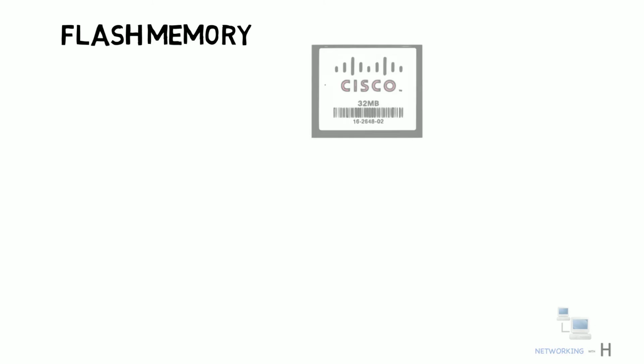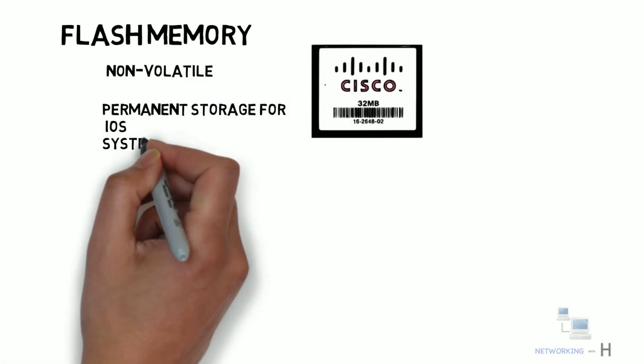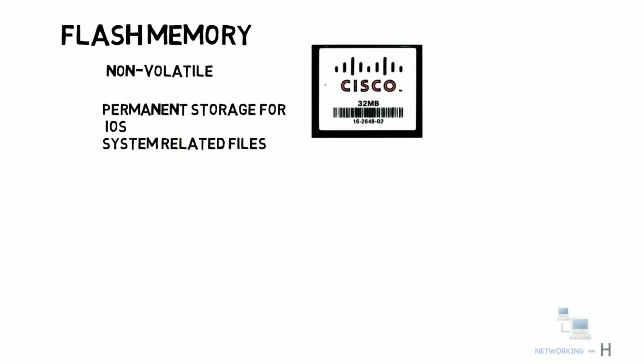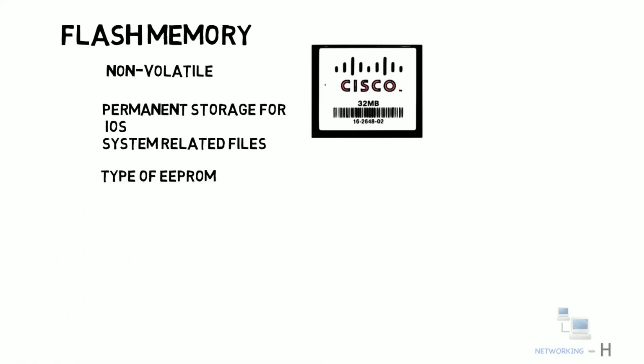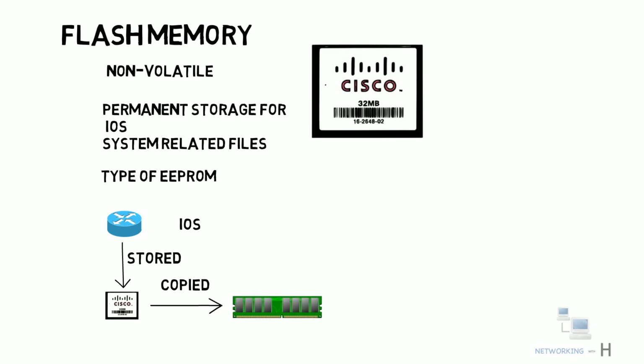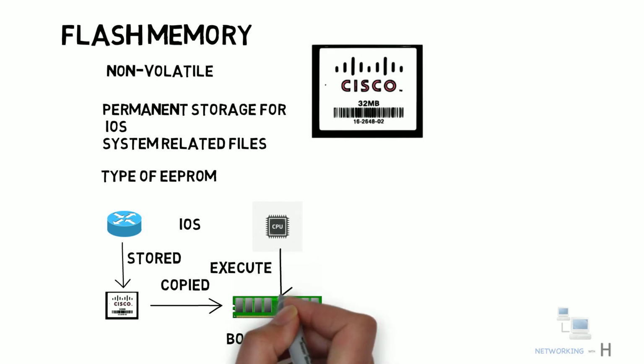The next memory component is the flash memory. Flash memory is a non-volatile memory. It is used as the permanent storage for the IOS and other system-related files. This is a type of EEPROM, which can be electrically stored and erased, thus making the Cisco IOS upgradable. In most models of Cisco routers, the IOS is permanently stored in flash memory and then copied into RAM during the boot up process, where it is executed by the CPU.